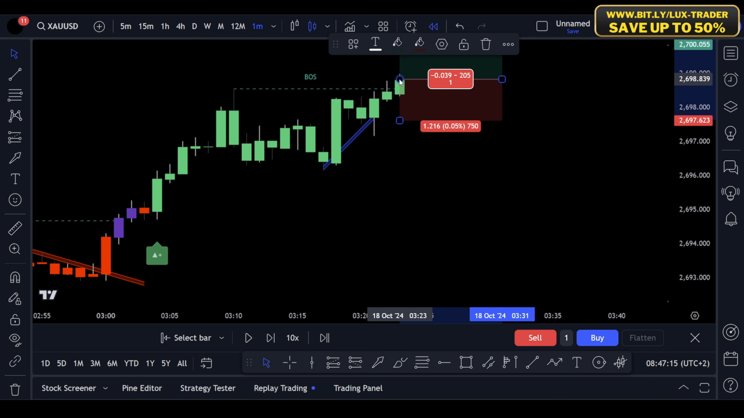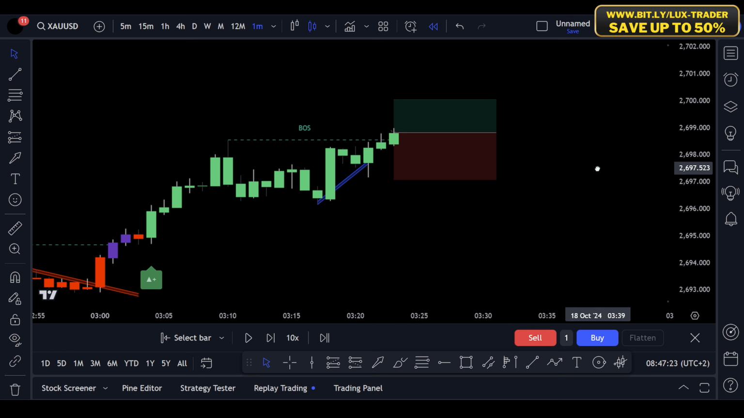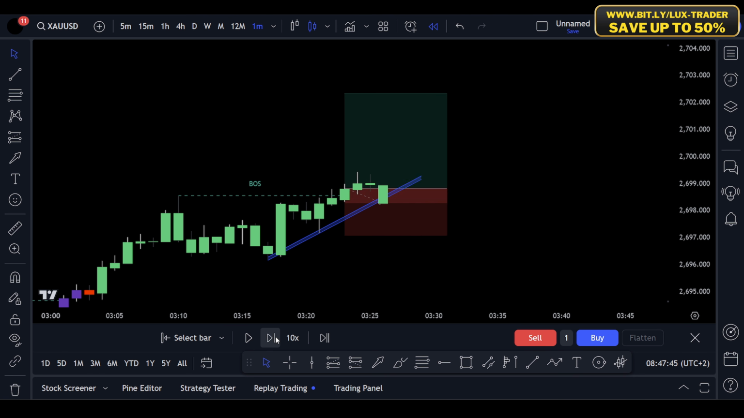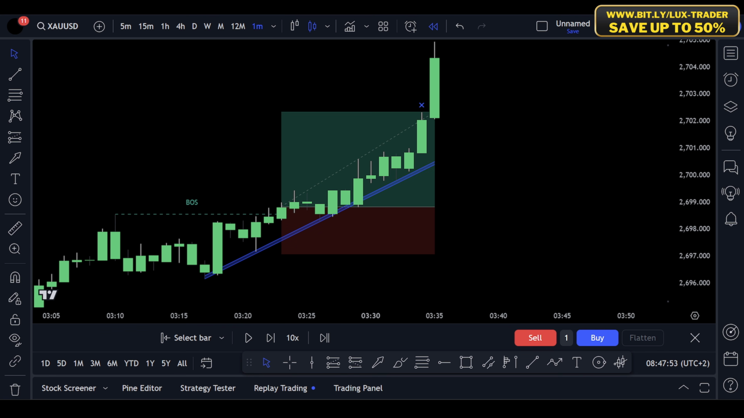This time, for the stop loss, we're going to use the most recent swing low instead of the trend line. And for the take profit, we'll target a 1-to-2 risk-reward ratio, just like before, aiming to maximize our potential gains while keeping risk in check.